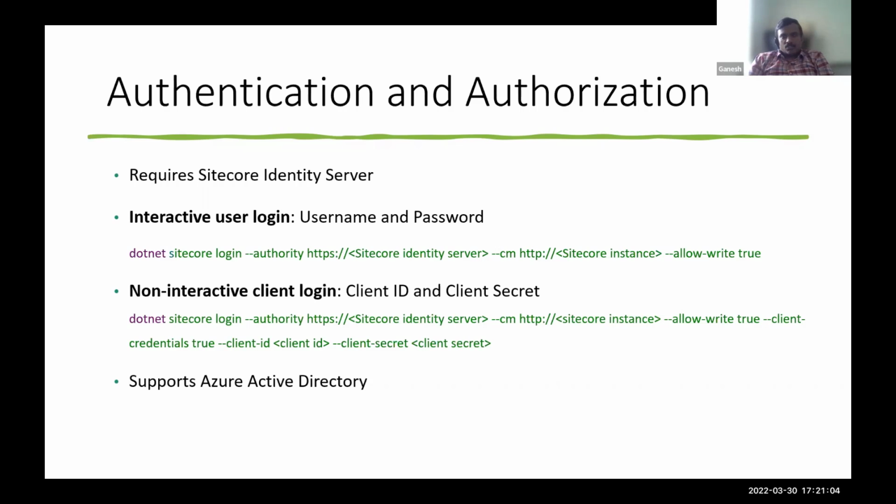Just a note: do not commit the user.json file, as that has the user token and other details. So don't commit those files. That's the one thing I can say. Also, the Sitecore CLI supports Active Directory authentication as well as Azure Active Directory. You have to pass the AD tenant name, and thereby you can log into the Sitecore instance with Azure Active Directory as well.